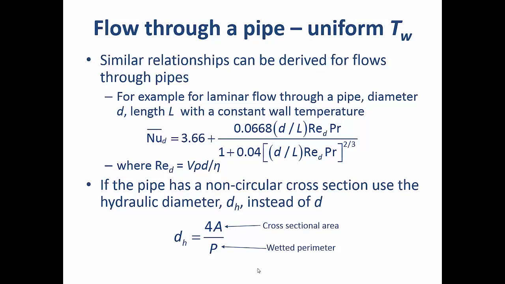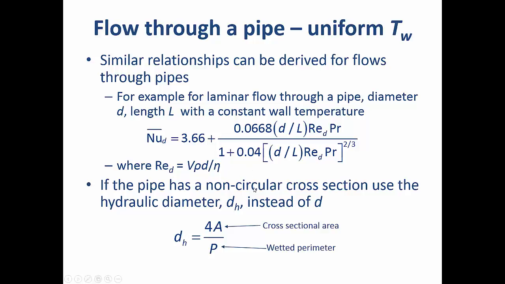Now, as I said last time, there are similar relationships for other geometries. So for flow through a pipe with a uniform wall temperature, this is the relationship between the Nusselt number, the Reynolds number and the Prandtl number. Note the Reynolds number in this case is related to the diameter of the pipe. The length does actually enter this equation, but it is not the length that you use in either the Nusselt number or the Reynolds number. In both of these cases it is the diameter that matters.